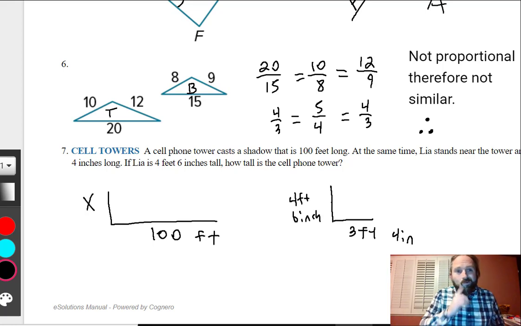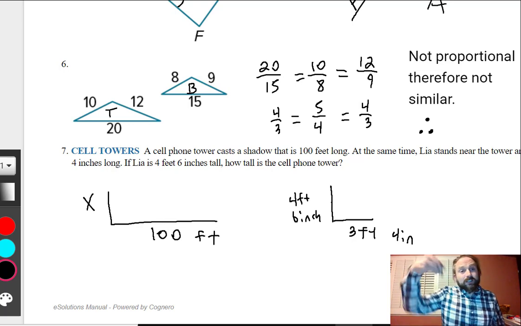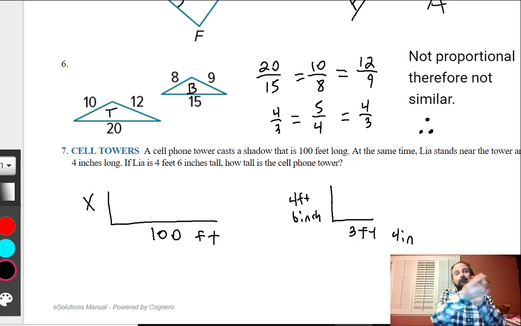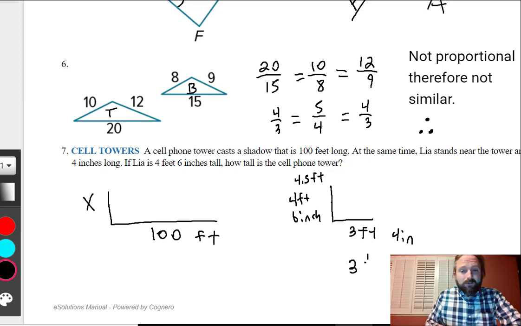Well, what we have to do is convert it into the same units of measurement so we don't get confused. So Leah's height is 4.5 feet. And the shadow is 3 feet 4 inches. Well, 4 inches is 1/3 of a foot, so 3 1/3 feet. Yeah, let's just do it.